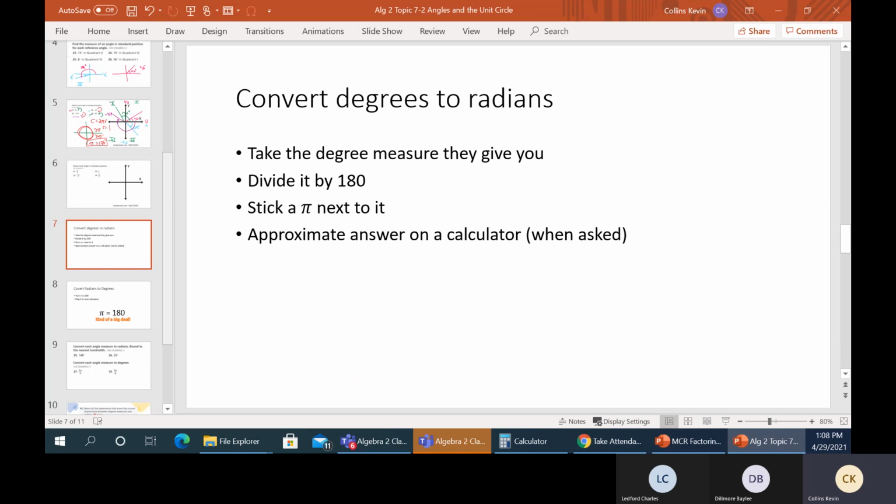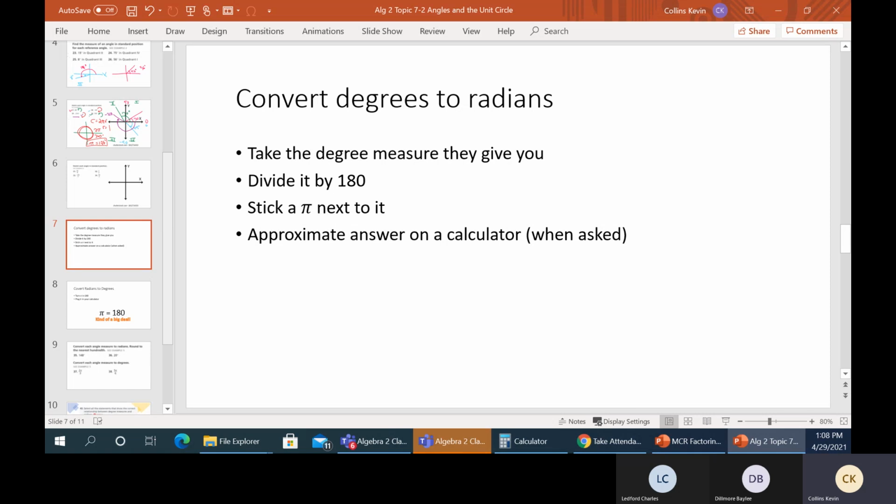You take the degree measure they give you. You divide it by 180. If they want a fraction, you can reduce the fraction, and then you stick a pi next to it. And if they ask you to calculate the answer, find an approximation, we use our calculator, but only when they ask us that. So what do I mean by that?